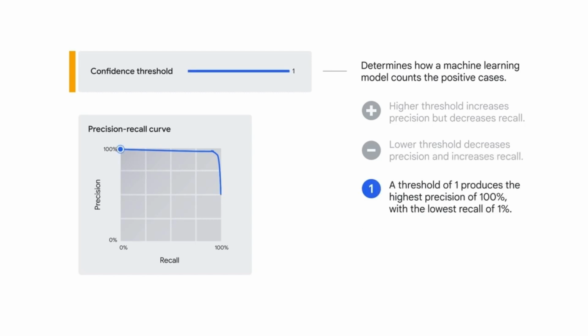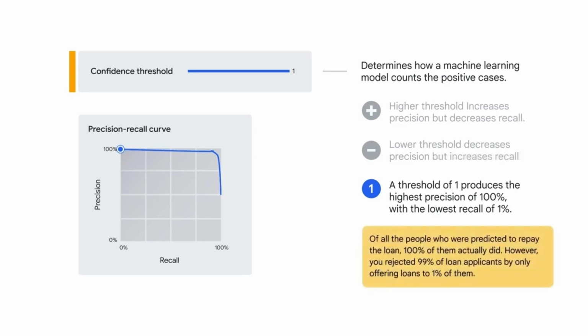Now let's view the other extreme by moving the threshold to 1. This will produce the highest precision of 100% with the lowest recall of 1%. What does this mean? It means that all the people who were predicted to repay the loan, 100% of them actually did. However, you rejected 99% of loan applicants by only offering loans to 1% of them. That's a pretty big business loss for your company.